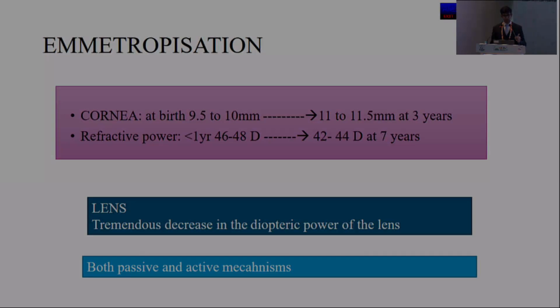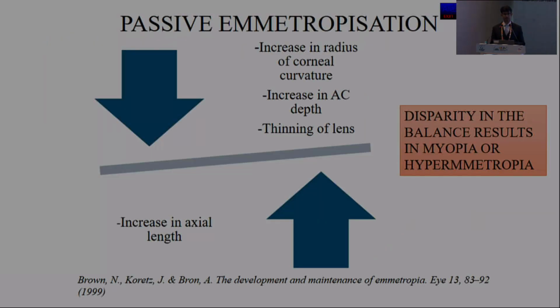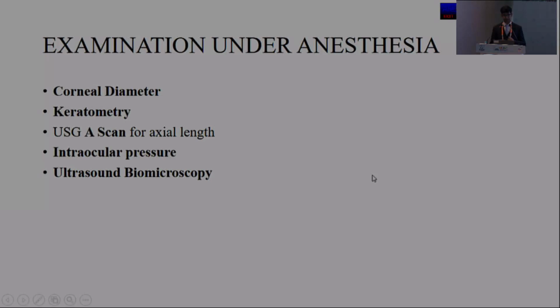There has been a lot of talk about emmetropization, so I won't be covering that part, and the change in axial length, which attains the adult level by approximately 5 years of age. So it's all a very organized process where there is an increase in radius of curvature, an increase in anterior chamber depth, and thinning of the lens. Simultaneously, there is an increase in axial length. Whatever opacity or disturbance causes disparity in this balance will lead to hyperopia or myopia. And active emmetropization also occurs because of feedback from image clarity from the retina.